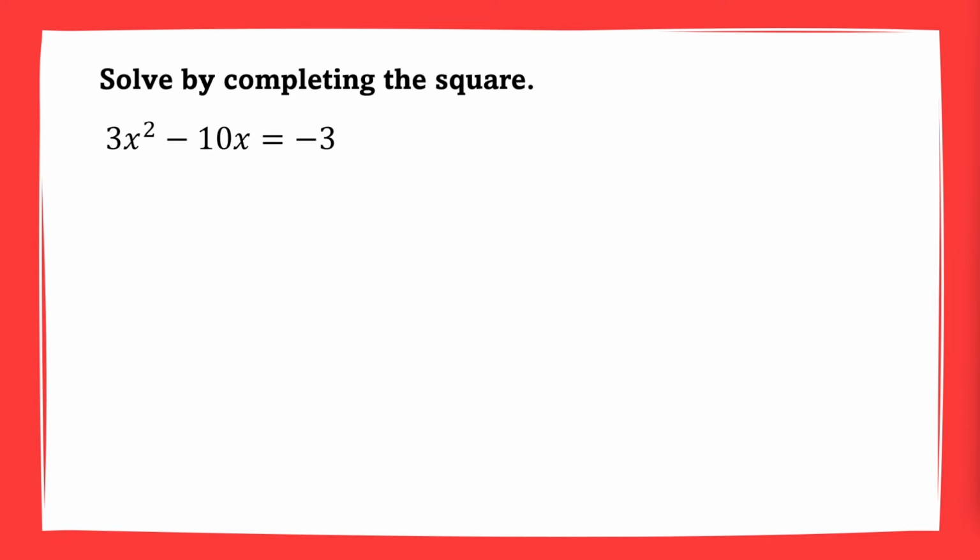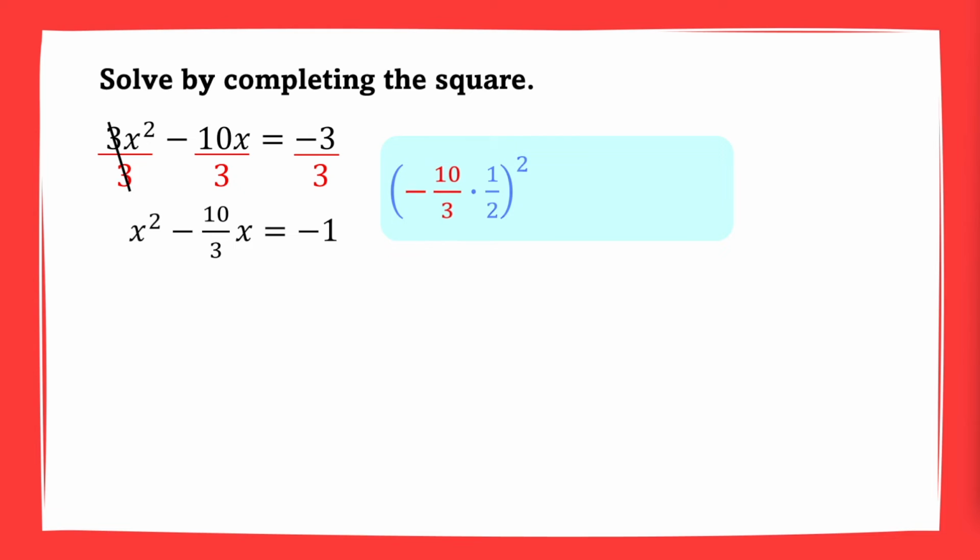Let's try another example. Here, we first need to remove the coefficient of x squared by dividing every term by 3. This gives us x squared minus 10/3 of x equals negative 1. Now let's find half of b and square it. Here, b is negative 10/3. Find half of that by multiplying by 1/2, which gives us negative 5/3, and square it, giving us 25/9.